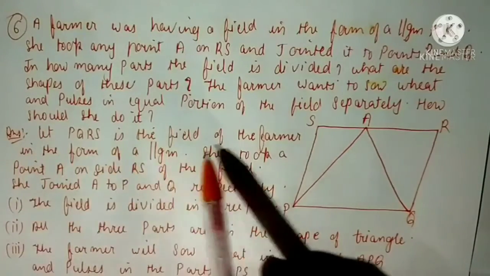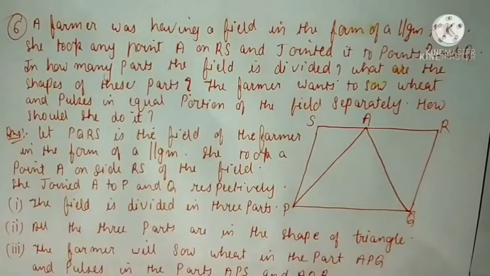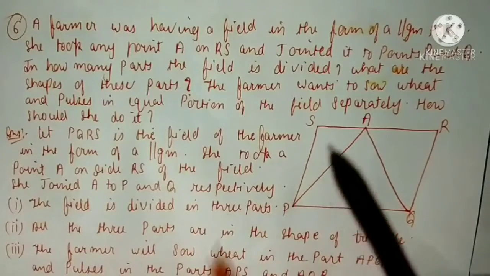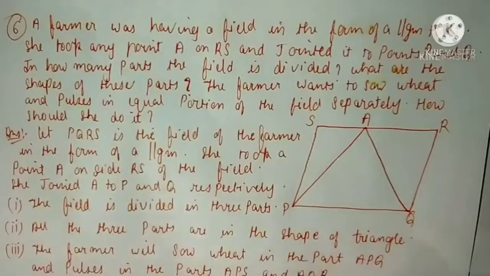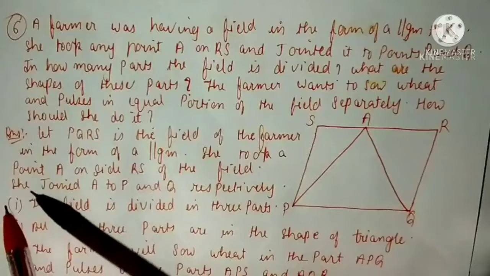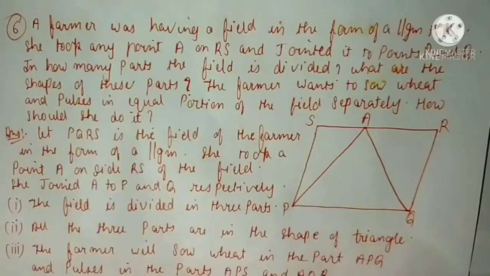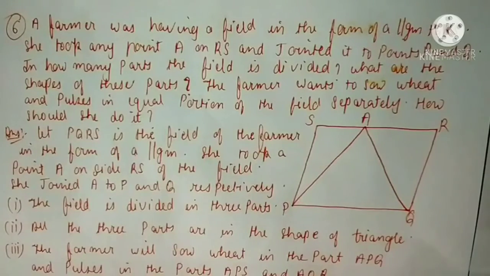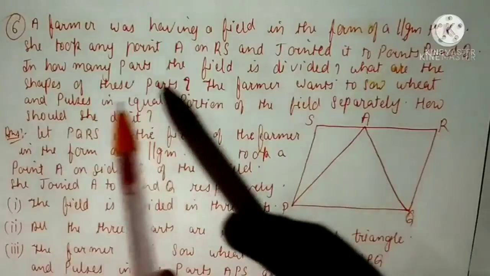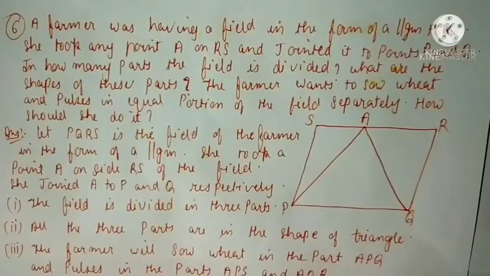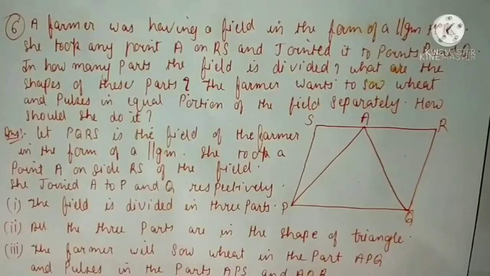Let PQRS be the field of the farmer in the form of a parallelogram. So this is PQRS, a parallelogram. Okay, now she took a point A on side RS. This is a point A on side RS. Okay, now she joined A to P and Q respectively. A is joined with P and Q. Okay, now what do we have to tell? See the first one. In how many parts is the field divided? See, 1, 2 and 3. The field is divided in 3 parts. So the answer of the first one is the field is divided into 3 parts.